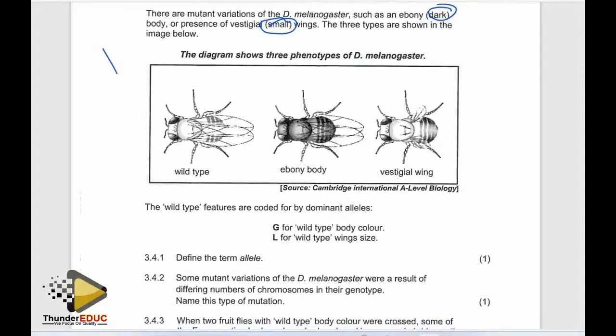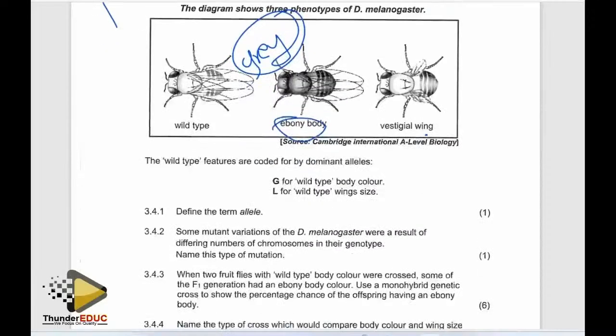So here you have, if you look at it, two things. We have the color and we have the length. We have the black, which we call ebony, and then we have the gray. You understand? Yes. So now they're saying define allele. Allele is an alternative form of a gene.